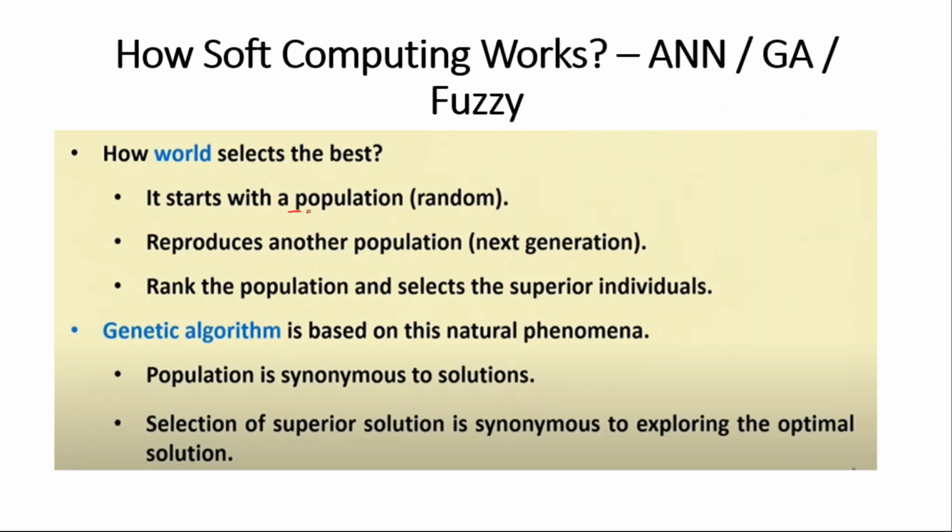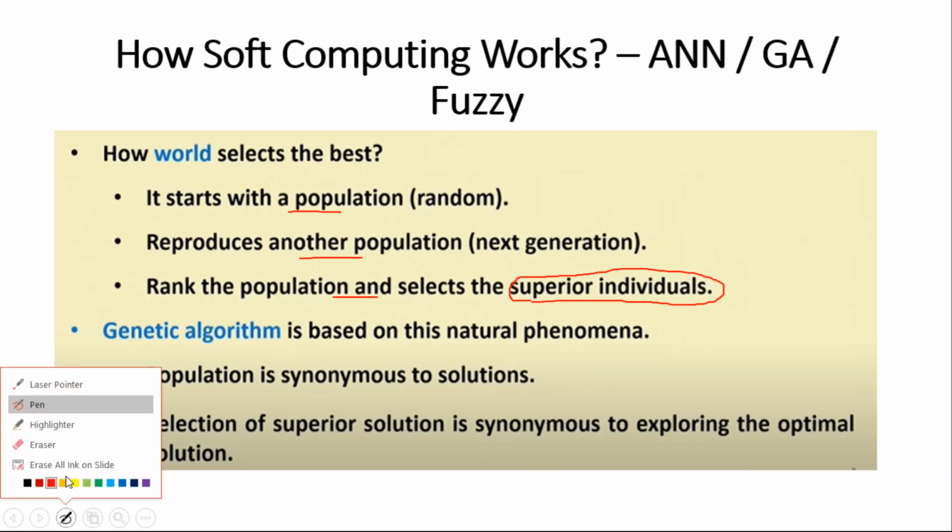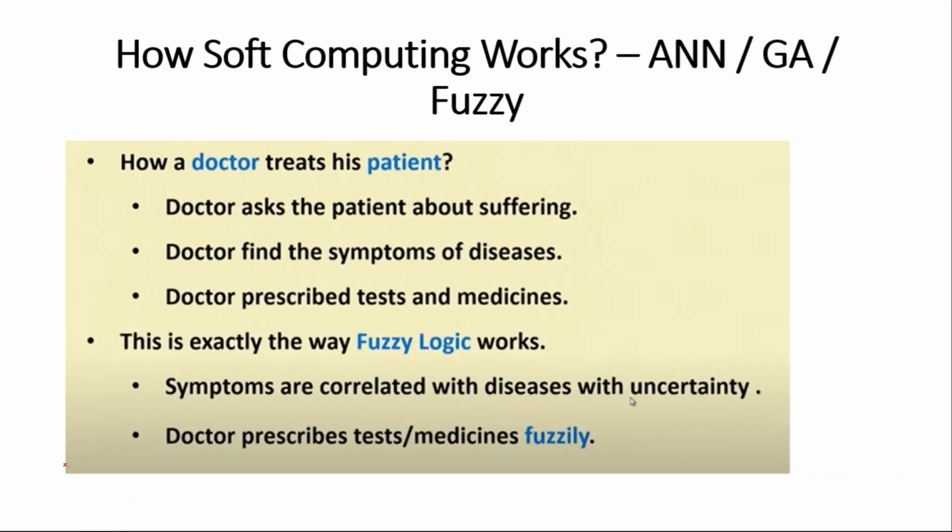Where we take a random population. Using this random population, you produce another population, then rank the population and select the superior individuals, which is nothing but superior solutions. So this process ends once you are happy with the solution. Once you feel that this solution is fine, then you can stop. If you are not happy with the solution, you reproduce again, you compare again, and like that it continues. So that technique is called a genetic algorithm.